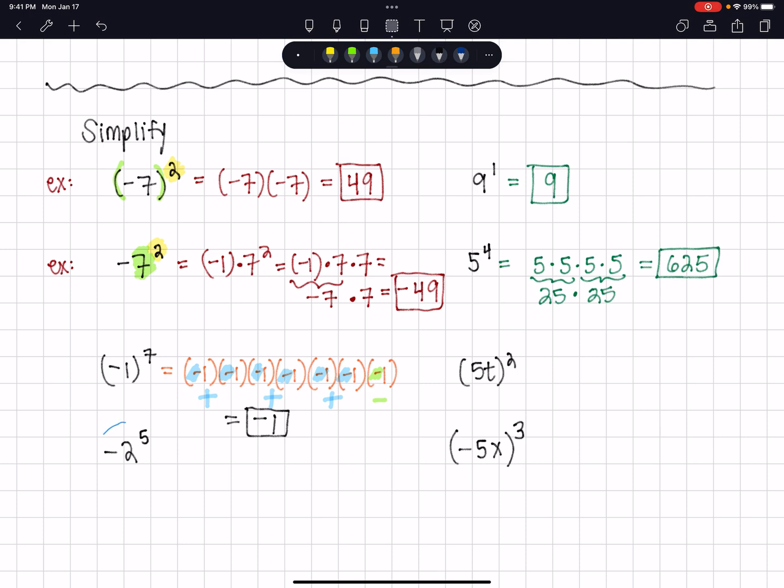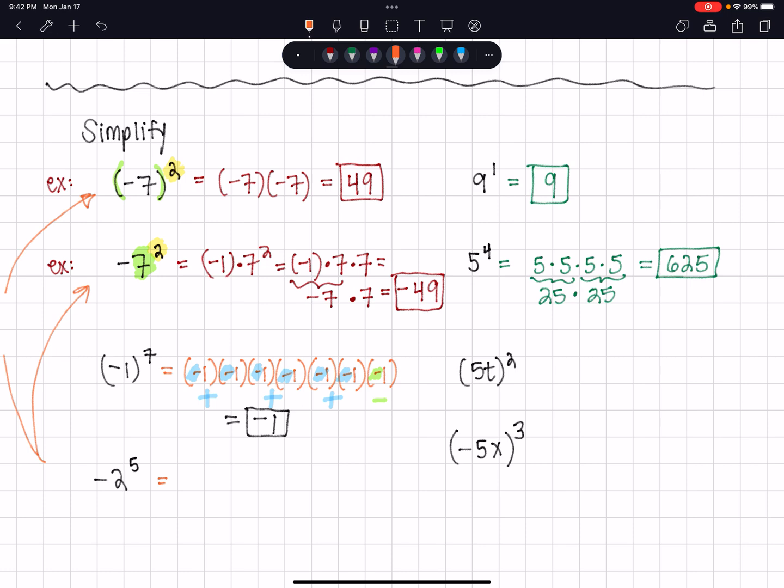Okay, let's try -2 to the 5th power. See if you can try this one. See if you can get this one right. You're going to need to rely back on what we talked about up there in the first 2 examples. Okay, if you're going to try this on your own, press pause. Otherwise, I'm going to start writing out the answer.